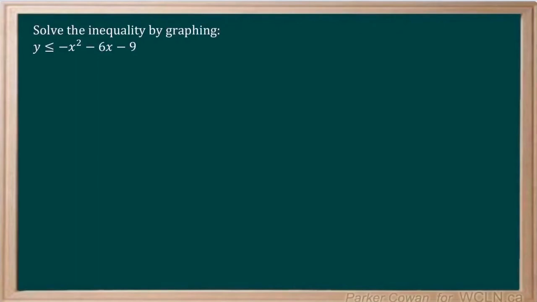Solve the inequality by graphing. Alright, so the first step to graphing this is basically we need to get this into a graphing friendly format. We do that by completing the square, and that's going to put it into a format where you can easily pull out the vertex and the orientation of the parabola, things like that.